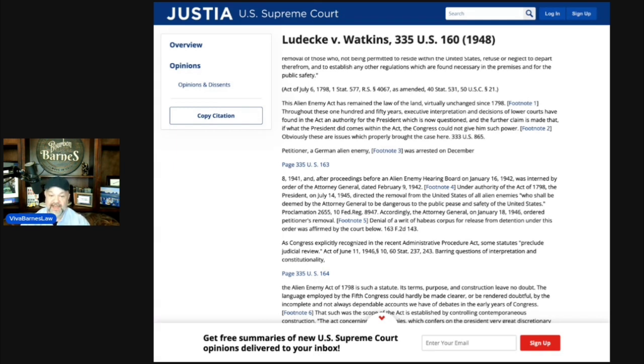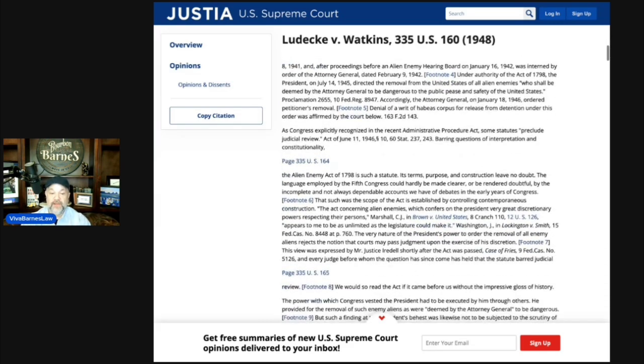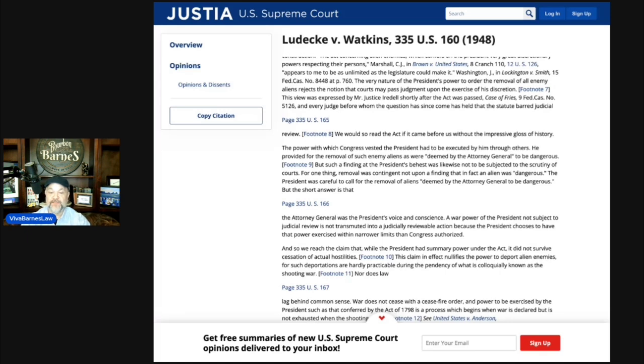He gets to choose how to exercise that power, and there's no role for the courts to second guess that power. The power with which Congress vested the president had to be executed by him, even if executed through others. The finding on the president's behalf was likewise not to be subjected to the scrutiny of the courts. In other words, if he decides the person is dangerous, that's the end of it. If he decides the person is an alien enemy, that's the end of it. If he gives them whatever hearing he chooses to give them and Congress gave it to them, that's the end of it. That's the rule.